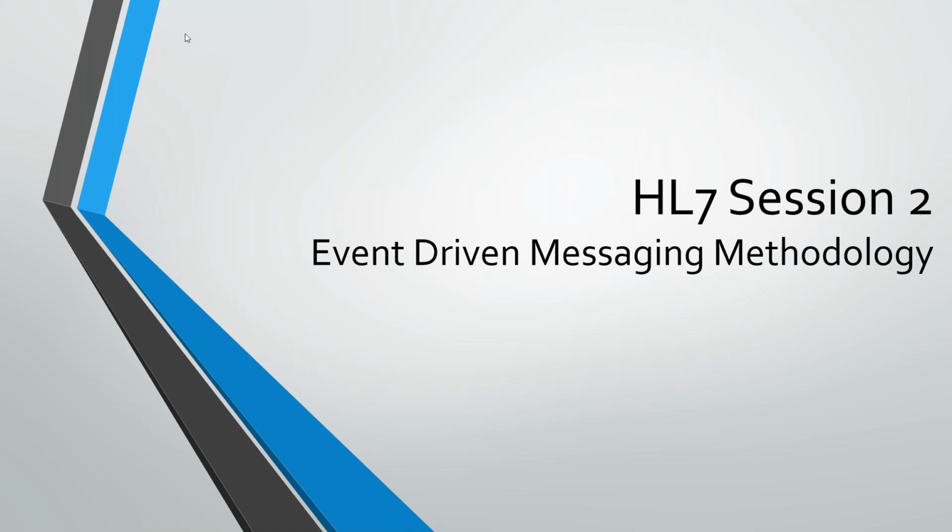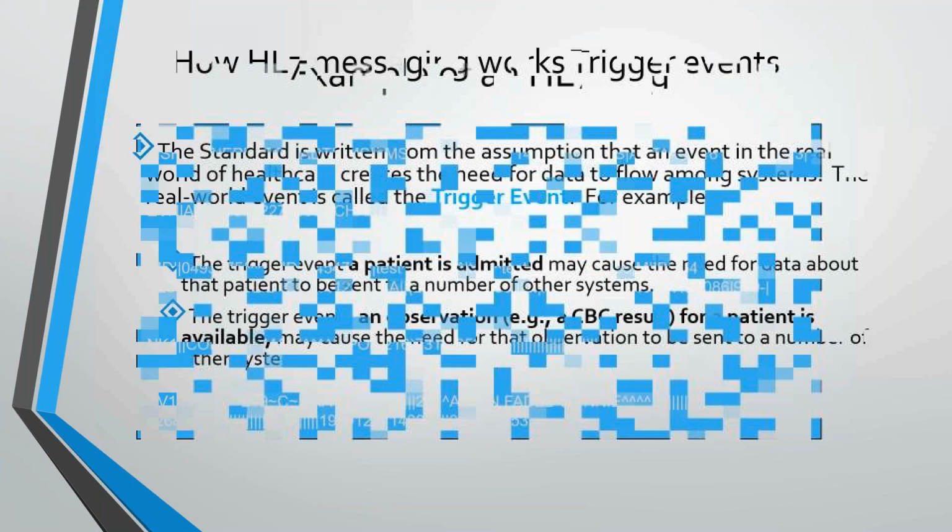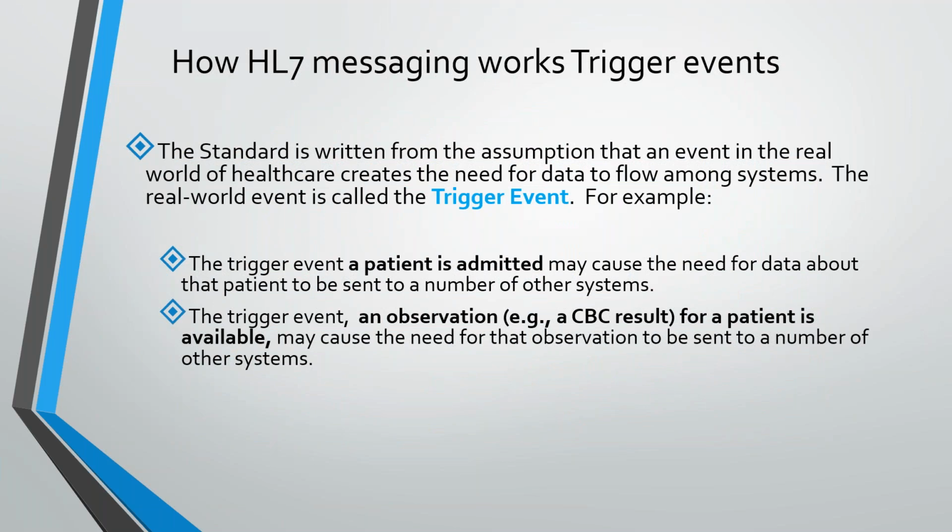As I said, events happening in the real-time world generate the necessity of data flow from one system to another system. That is called a trigger event, as we saw yesterday. This was the sample HL7 message we looked at yesterday. A trigger event is an event or scenario in the real-time world which needs data to flow from one system to another system.